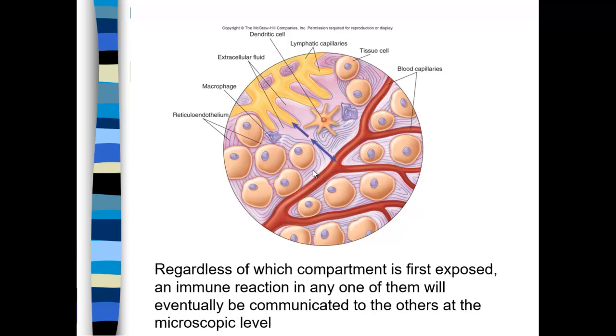So regardless of which component is first exposed, an immune reaction in any one of them will be communicated to all of the others at some type of microscopic level. So all of these systems are put on high alert as soon as a pathogen has been detected.